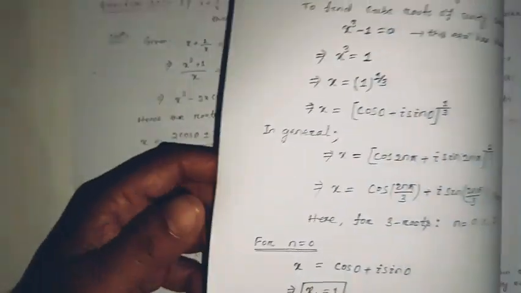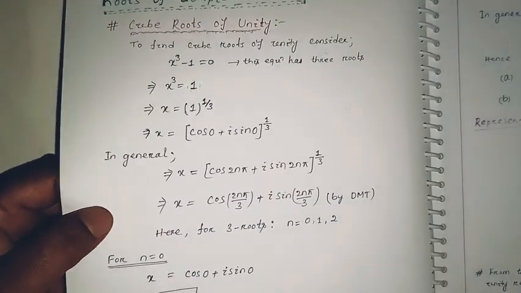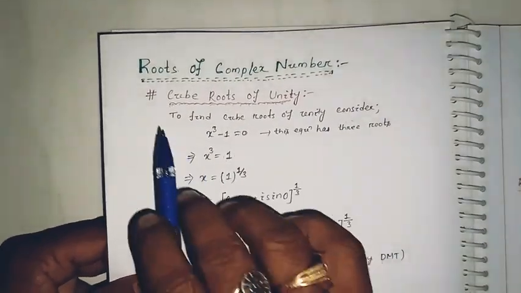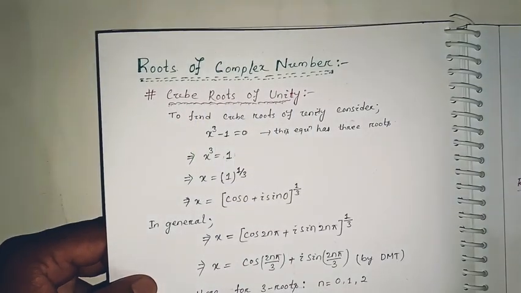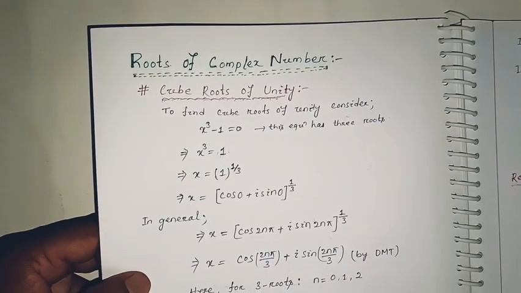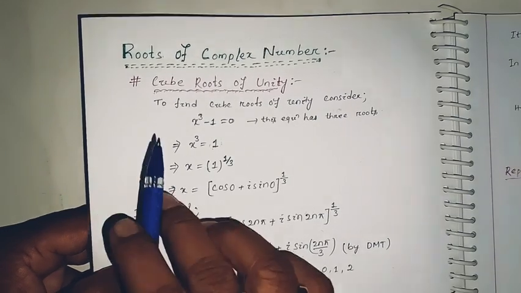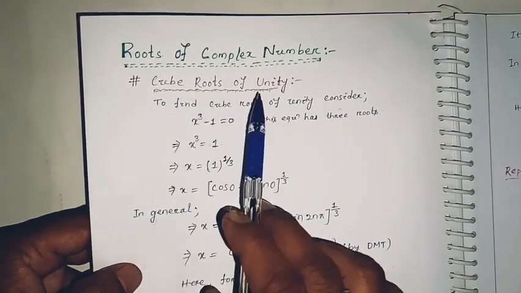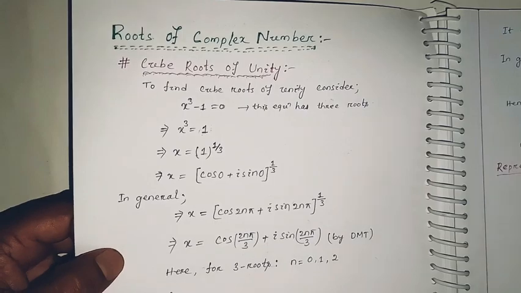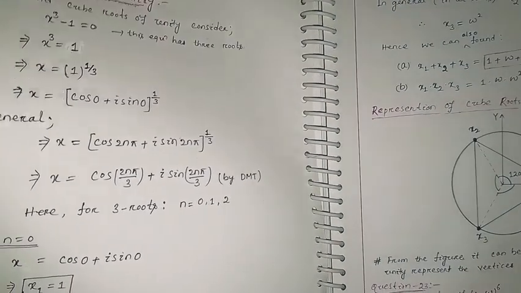So here we have to stop our today's class. In our next class we are going to discuss roots of complex numbers by using DMT, De Moivre's theorem. First we are going to discuss cube roots of unity and some other numericals by using De Moivre's theorem.